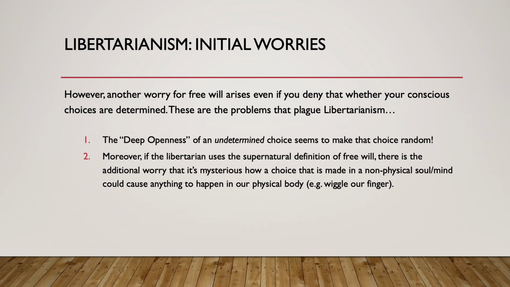All right, so moreover, if the libertarian uses the supernatural definition of free will, there's the additional worry that it's mysterious how a choice that's made in a non-physical soul or mind could cause anything to happen in our physical body, like wiggling our finger. This is known as the interaction problem for dualism. I only mention it here briefly; we're not going to harp on it. We'll talk about it later when we talk about dualism later in the course.